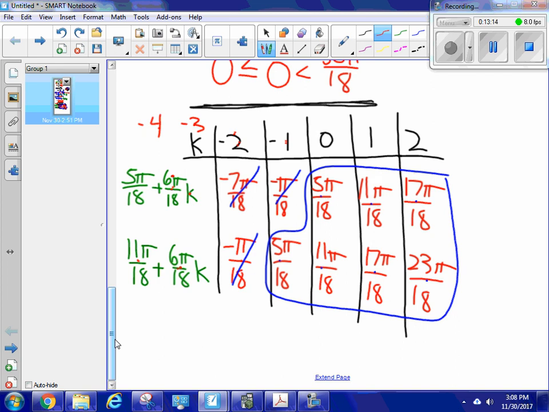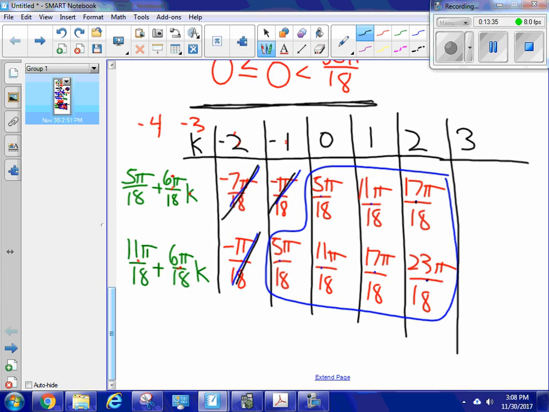So those aren't going to work at all. But the question is, what if k, my 17 pi over 18 is good, my 23 pi over 18 is good. I don't know what's over on this side of the table. I have to find out. Until I start getting things that I can cross out, I have to keep going.